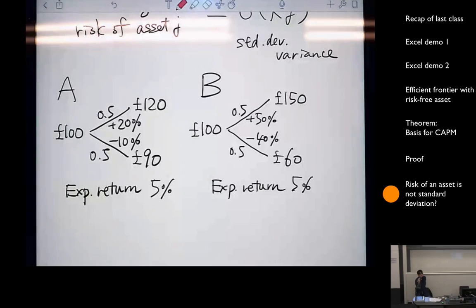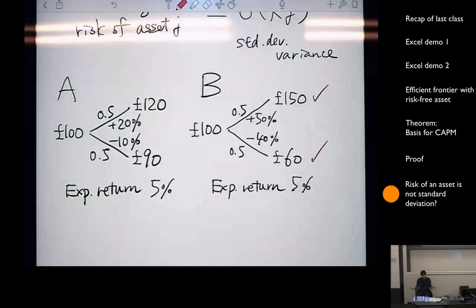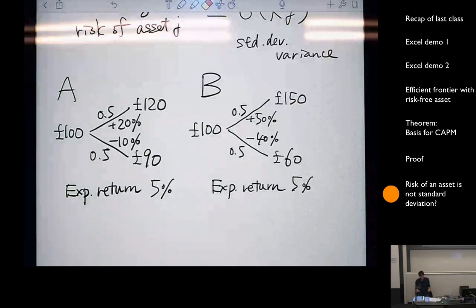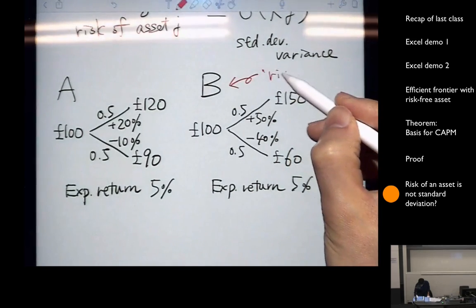Now the old image of risk of an asset was the standard deviation of payoff. And according to that view of risk, which one is riskier? B is riskier. B has more variability than asset A. Do you agree that the standard deviation or variance of payoff is larger for asset B than for asset A? So this is riskier.